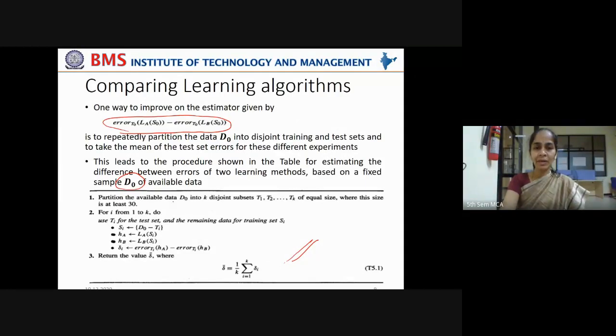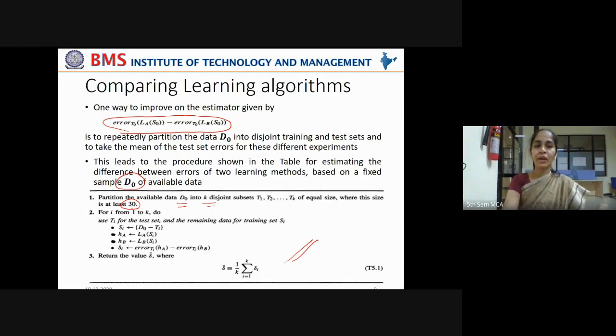Partition the available data D naught, say you have 100 data points, into k disjoint subsets. Divide them into say 10 disjoint subsets, each containing 10 training examples, T1, T2 and so on up to Tk, of equal size. They should be of equal size, where this size is at least 30. You should ensure that each subset has at least 30 data points.